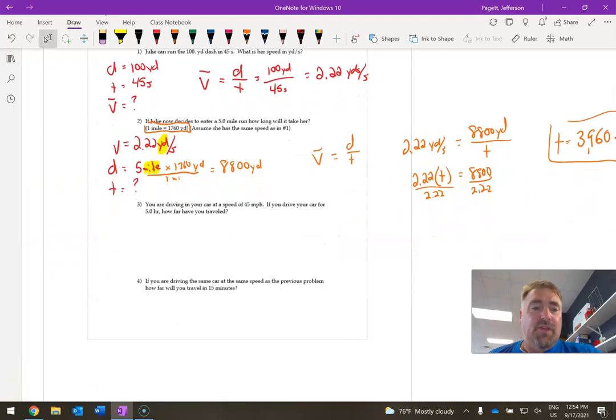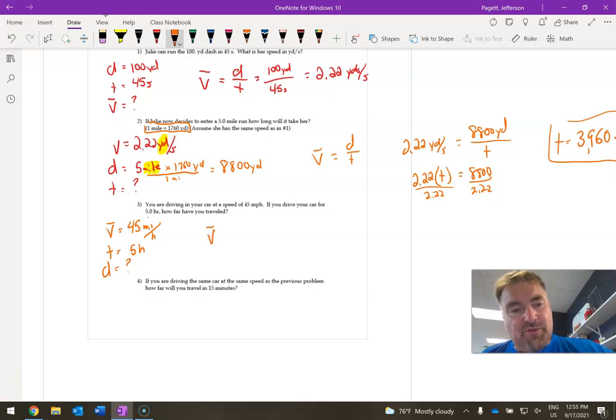If we look at the next one, you're driving your car at a speed of 45 miles per hour. If you drive your car for 5 hours, how far have you traveled? Again, using my GUESS method, my speed, my V, is equal to 45 miles per hour. And you notice I changed that up. Instead of doing MPH, I wrote miles divided by hours. Doesn't matter, but I want to know that that's miles divided by hours. And then my time is going to be 5 hours. And I'm looking for the distance. How far did I travel?